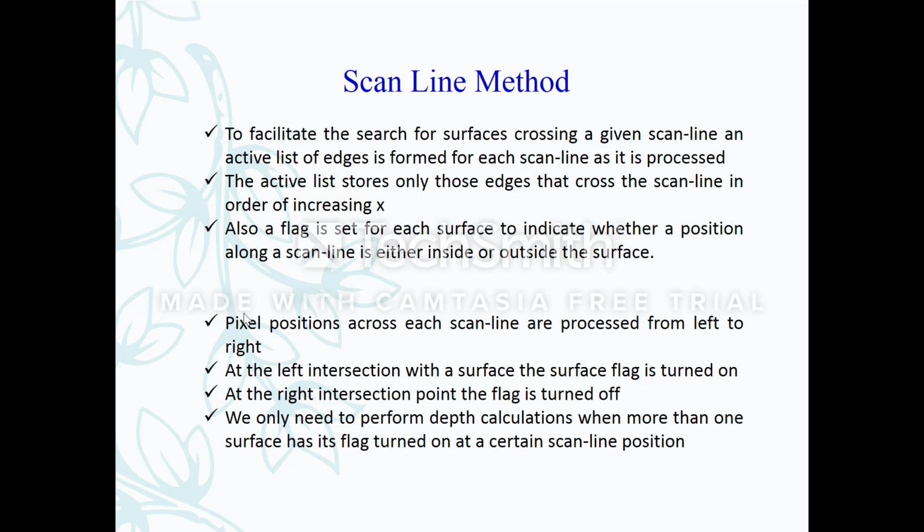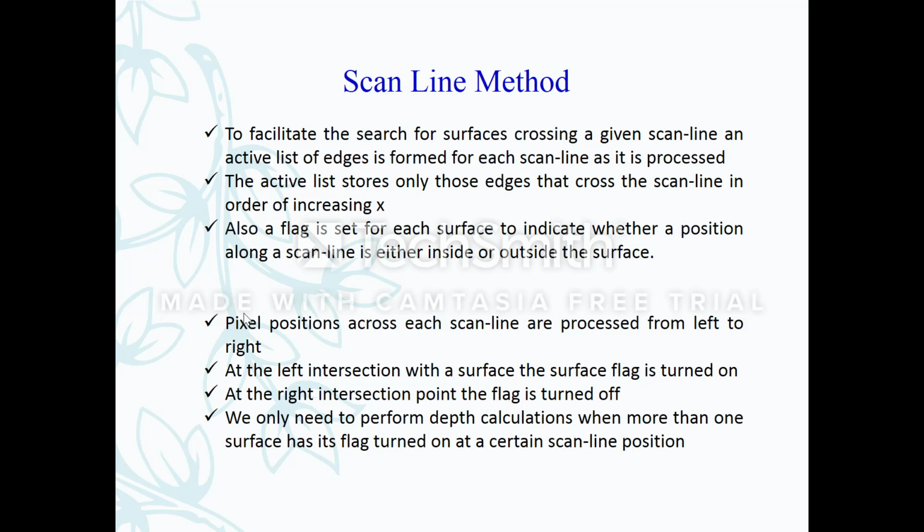Pixel positions across each scan line are processed from left to right. At the left intersection with the surface, a surface flag is turned on, and at the right intersection, the flag is turned off. We only need to perform depth calculation when more than one surface has its flag turned on at a certain scan line position.